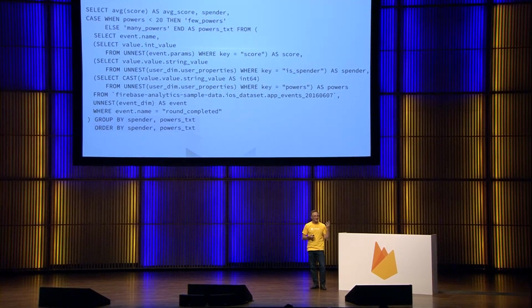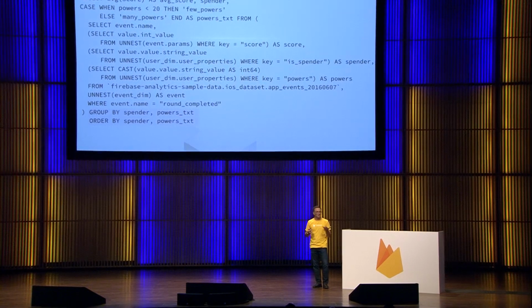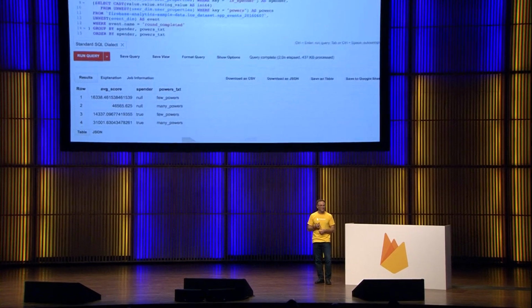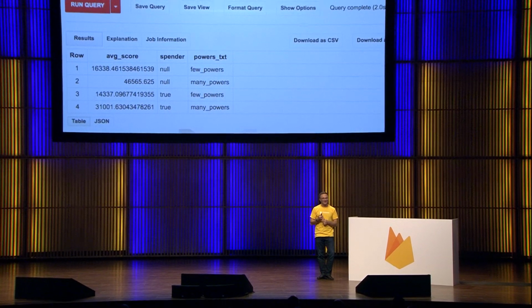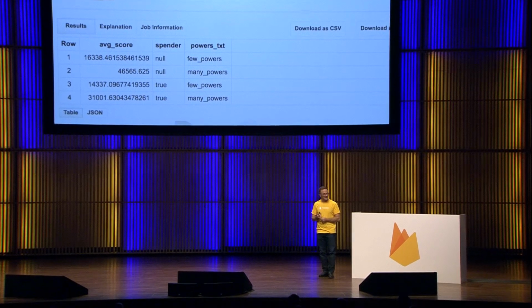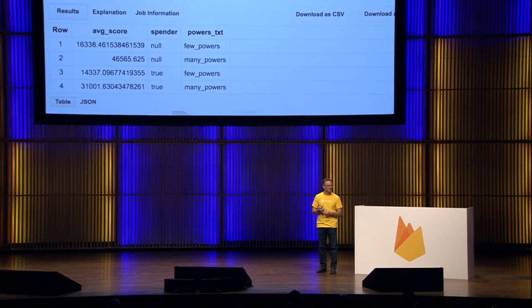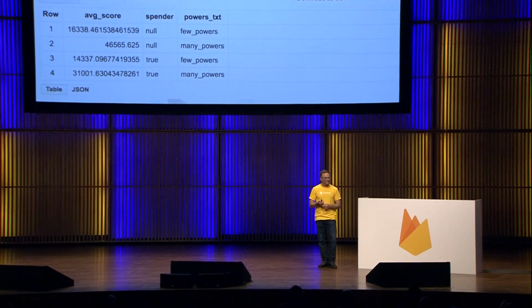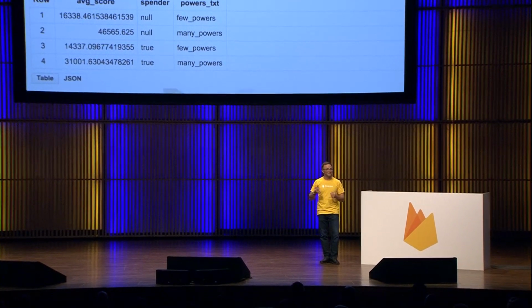And then by grouping by, are they a spender and how many power-ups do they have, I'm able to get a result that looks like this. And I can then say, okay, well, it looks like spending money in my app doesn't necessarily get you a better score, but very clearly it looks like having a lot of power-ups does. So that's good to know. And that basically answers our fifth question.